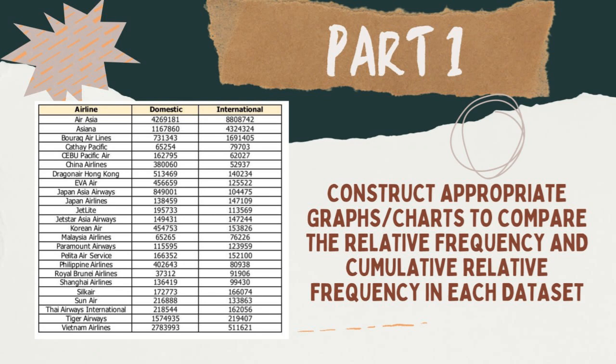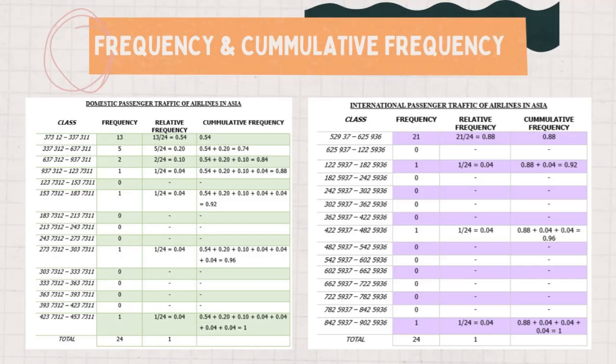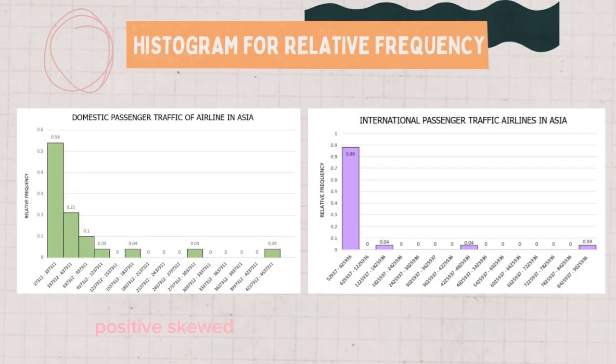In part 1, we will construct graph charts to compare the relative frequency and cumulative relative frequency in each dataset. After analyzing the data, we will get each domestic and international passenger traffic relative frequency and cumulative relative frequency. For the domestic and international histogram for relative frequency, we can see that it forms a positively skewed shape, with the data formed along the tail to the right.